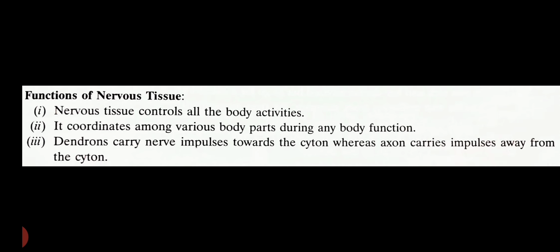So dendrites carry the nerve impulse toward the cyton. That means the dendrites which arise from the cyton are collecting the nerve impulse and transferring it to the axon. And the axon is carrying the impulse away from the cyton. So that's all for today.